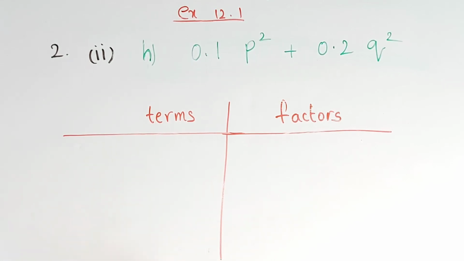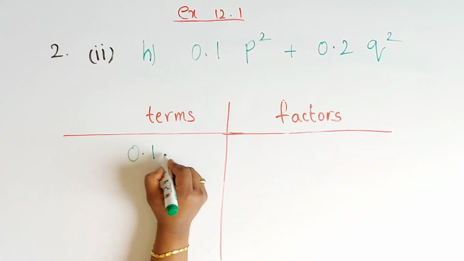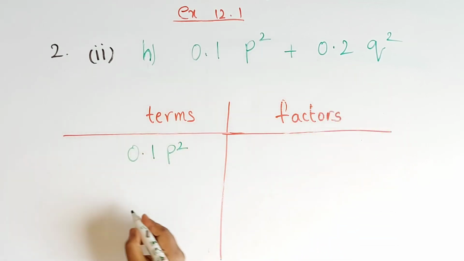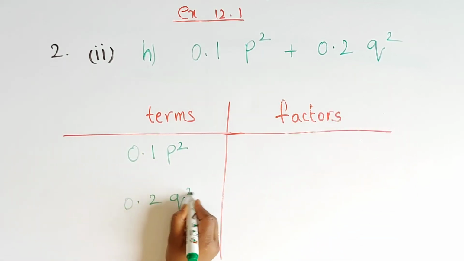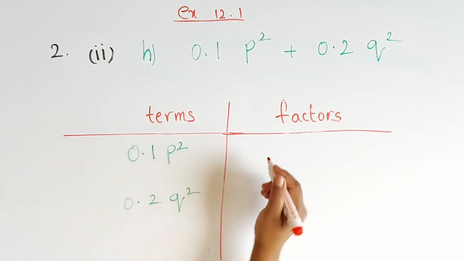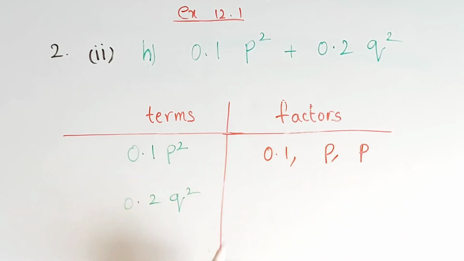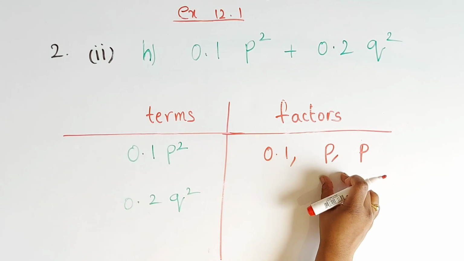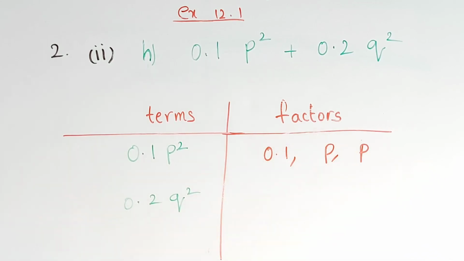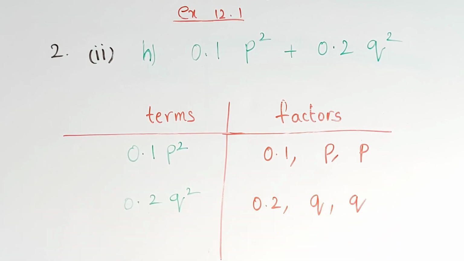And the next one, 0.1 p square plus 0.2 q square. Here we have two terms. 0.1 p square is one term and 0.2 q square is another term. 0.1 p square we can write as 0.1 into p into p, because it is p square, no? Here 0.1, p and p are the factors of this first term. Now 0.2 q square. 0.2 q square means 0.2, q into q, right? These are the factors of the second term.